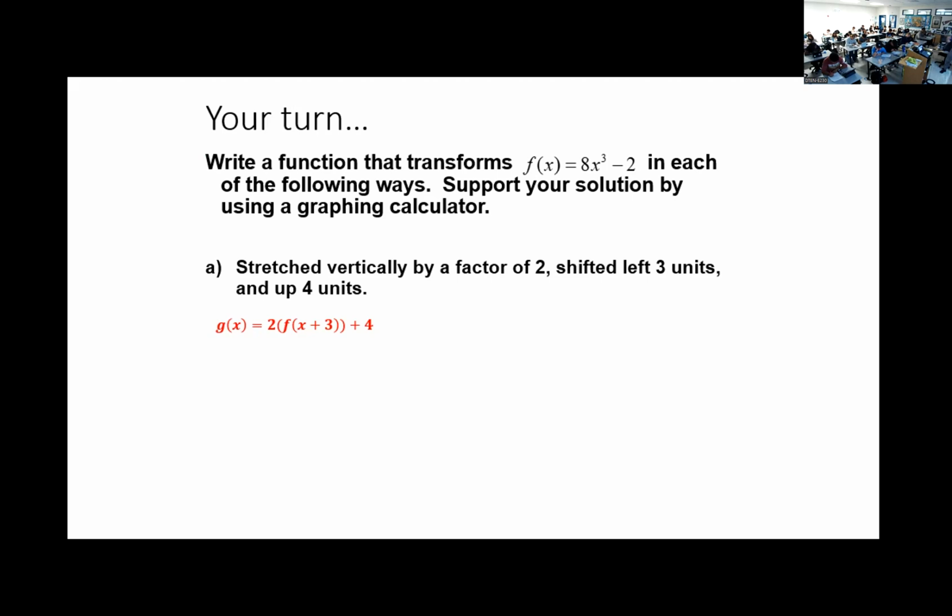So before you get too far on the wrong track, what is this going to look like then? I need to take the x plus 3 and substitute it into my f of x. So I've got 8 times (x plus 3) cubed minus 2, that whole thing stretched by 2 and then moved up 4. That is a binomial expansion.